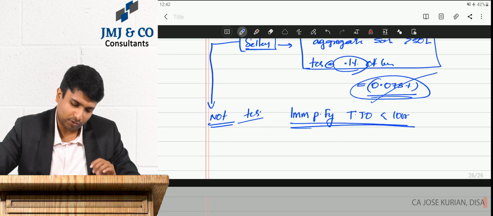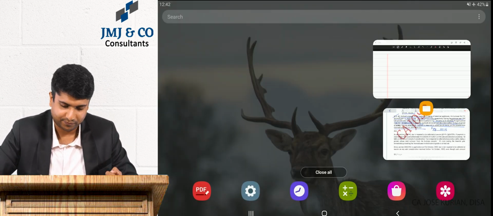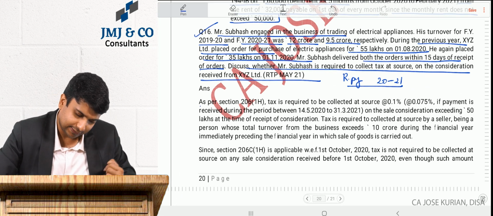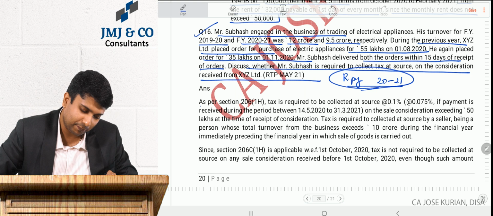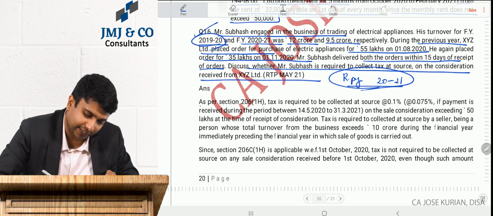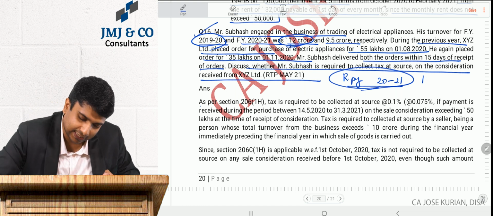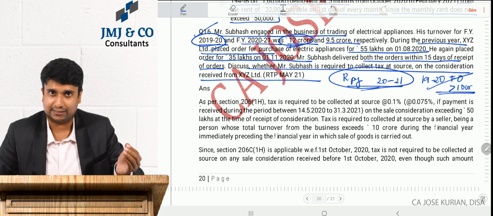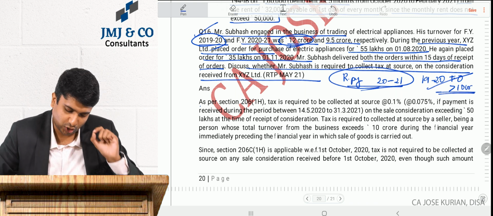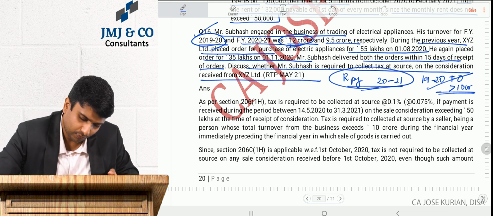Alright, now on this information, let's analyze whether Subhash is required to collect TCS. Subhash's turnover relevant previous year is 2021, so the immediately preceding financial year will be 1920 and the turnover is 12 crore. So his turnover is more than 10 crore and hence TCS is required to be collected. And now, what is the total value of sales made by Subhash to the buyer?